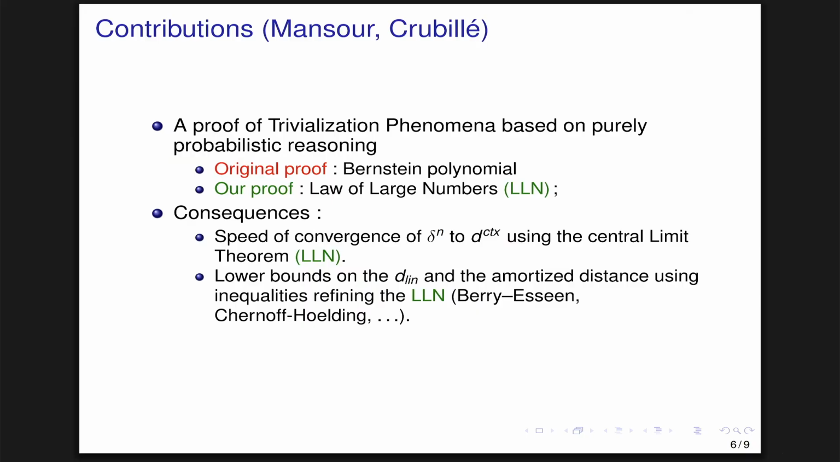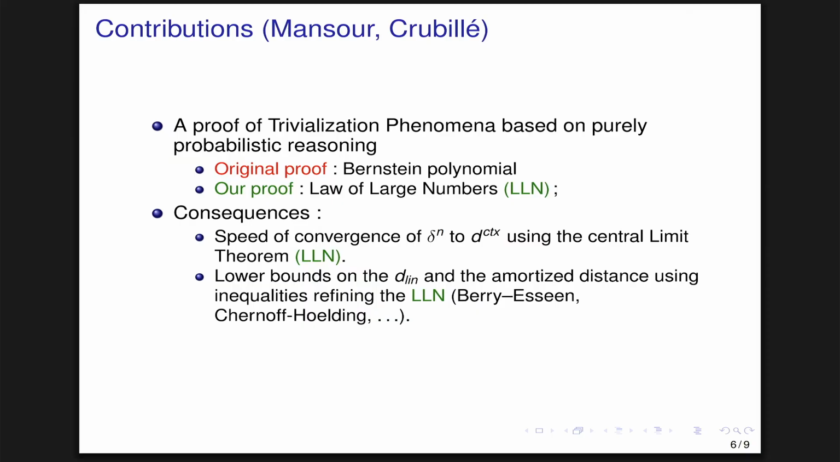So the original proof of the trivialization by Crubillé and Dal Lago used techniques from real analysis, such as Bernstein polynomials. But here we show that a result from probability theory, the law of large numbers, is at the heart of the trivialization phenomena.